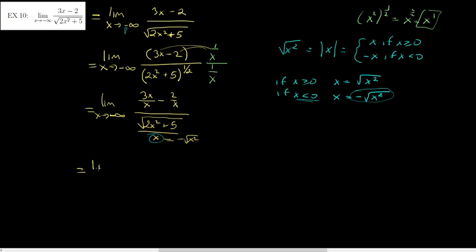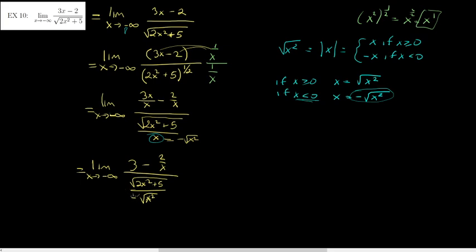So I'll do that down here. While I'm at it, 3x over x is just 3 minus 2 over x. But now the numerator of the denominator is still 2x squared plus 5. That didn't change anything yet. And now we have negative square root of x squared. That's an x. And so that negative is just a negative fraction here.